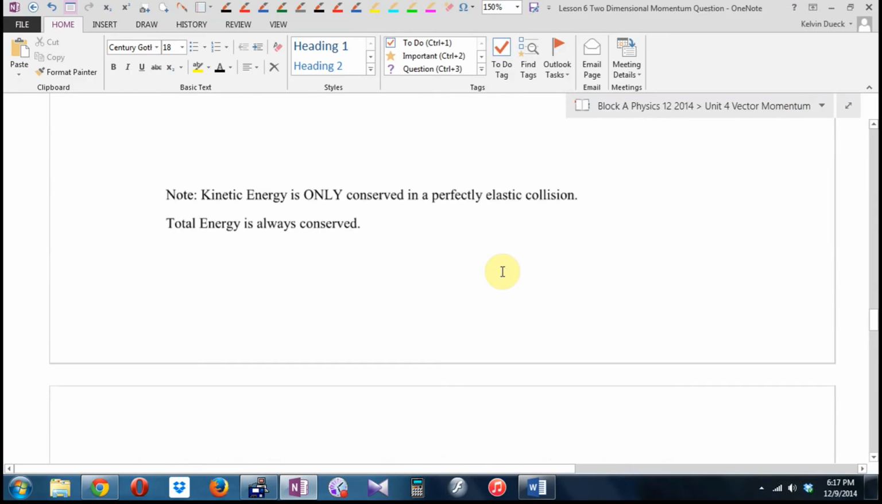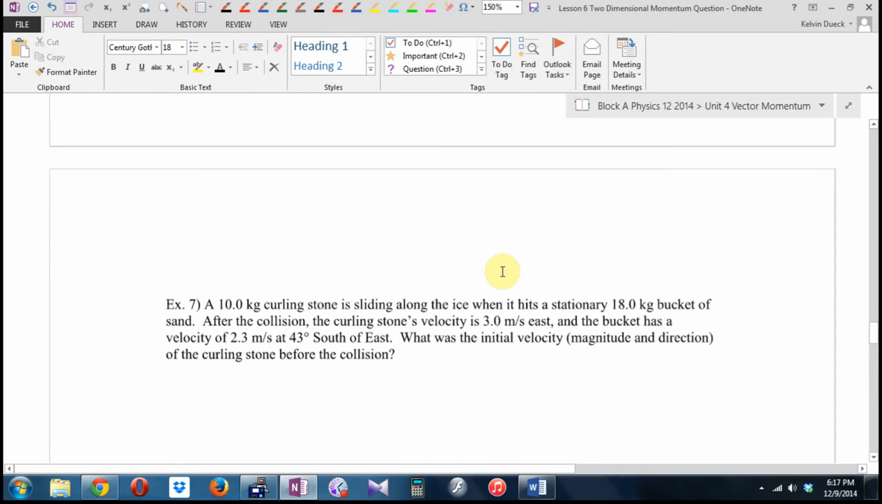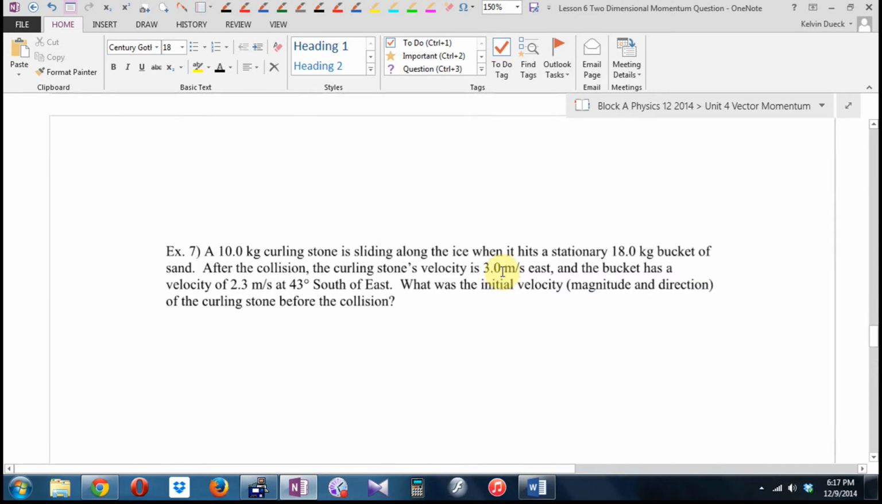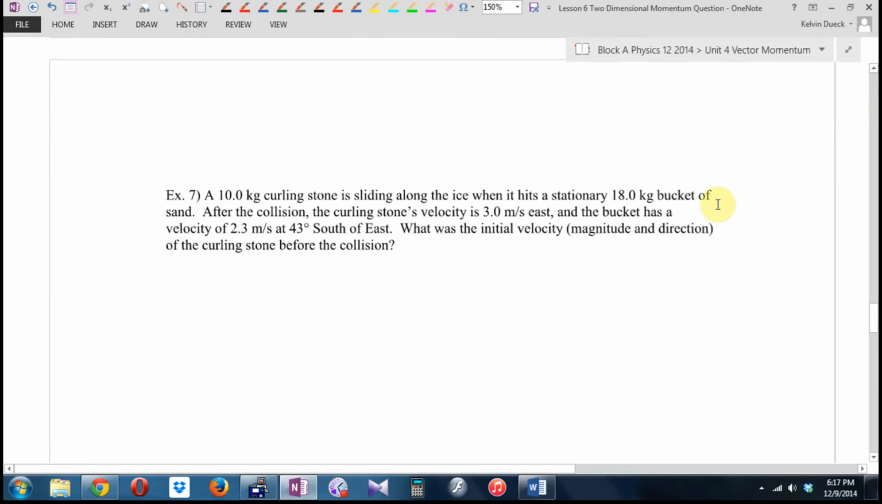Let's go back and look at example 7. A 10-kilogram curling stone is sliding along the ice when it hits a stationary, that's probably important, 18-kilogram bucket of sand. After the collision, the curling stone's velocity is 3 meters per second east, and the bucket has a velocity of 2.3 meters per second, 43 degrees south of east. What was the initial velocity, magnitude, and direction of the curling stone before the collision?